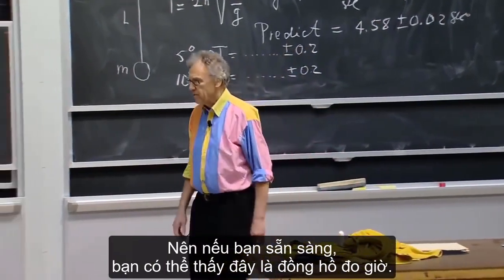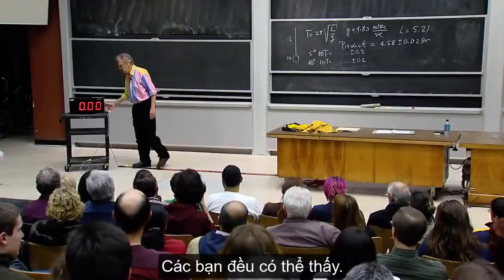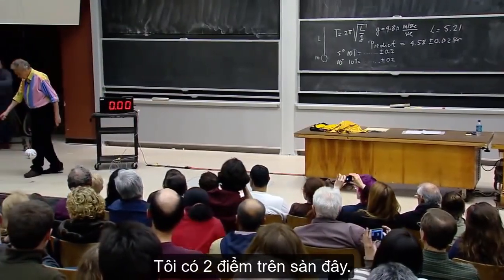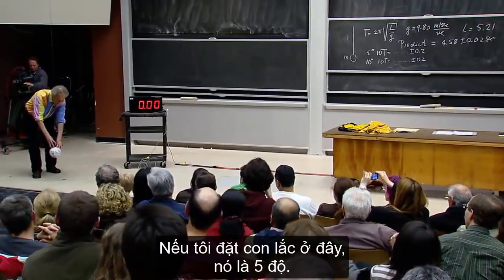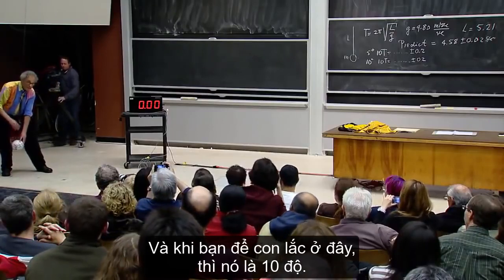So, if you're ready for that, you see here the timer, that all of you can see. And here you see the pendulum. And I have 2 marks on the floor here. If I hold the bob here, then it is 5 degrees. And when I hold the bob here, it is 10 degrees.